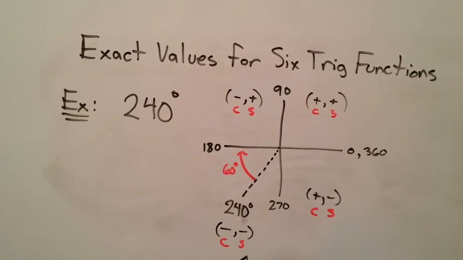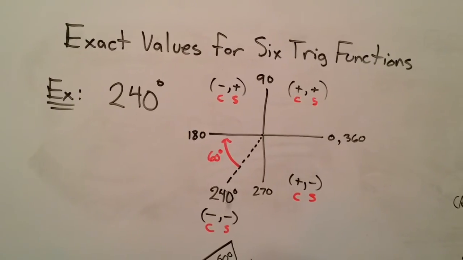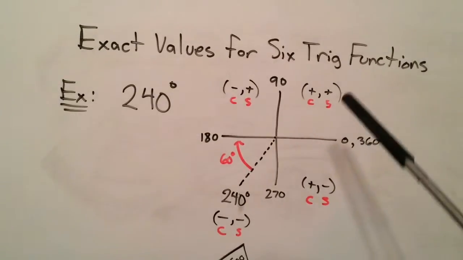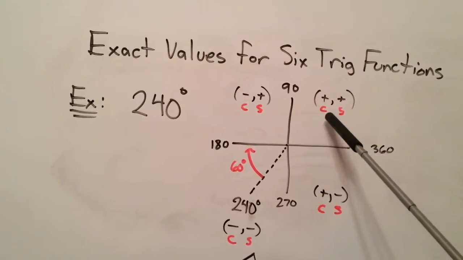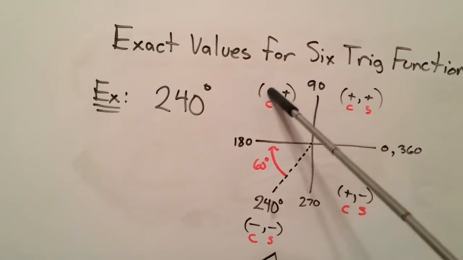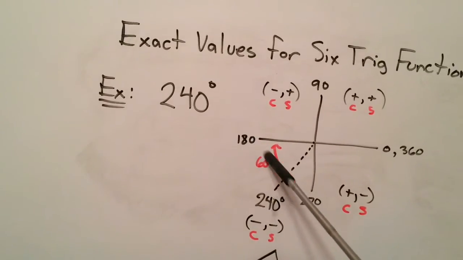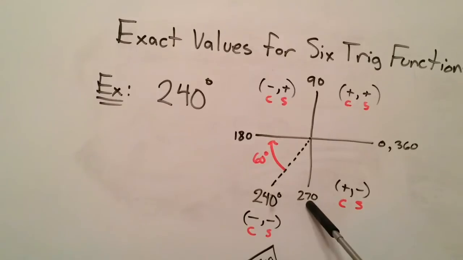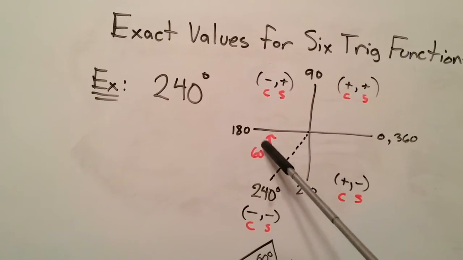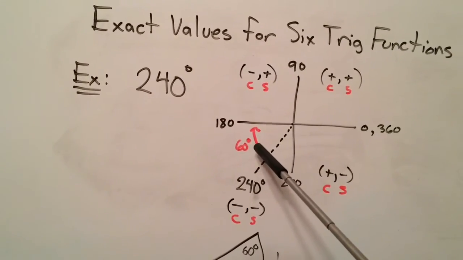To find the exact values for the 6 trig functions, we would need to take an angle, such as 240 degrees, and convert it into a reference angle. To convert it into a reference angle, starting at 0, 240 degrees is right here between 180 and 270 degrees. 240 degrees is 60 degrees away from the x-axis, and therefore our reference angle is 60 degrees.